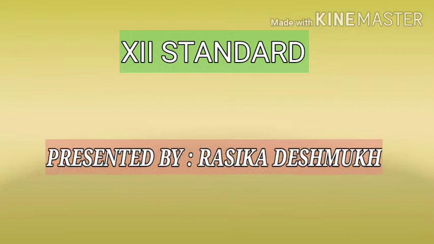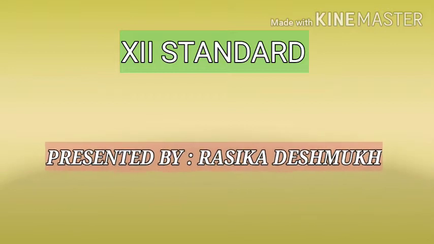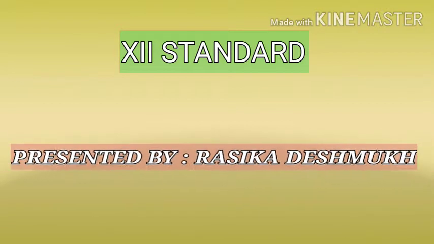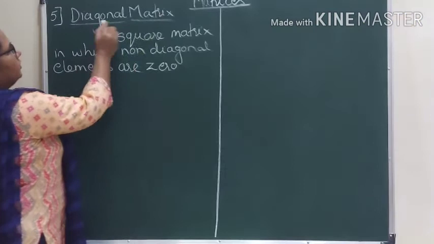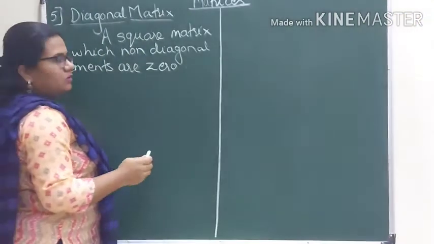In the previous video, we have seen a definition of matrix and four types. Let us continue with the types of matrices. Yes, so let us move to the next type of matrix. So what is the next type of matrix? It is the diagonal matrix. So what is a diagonal matrix?